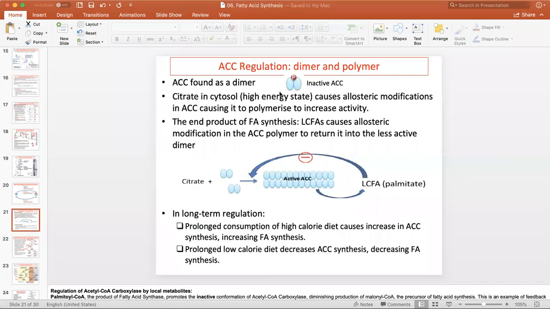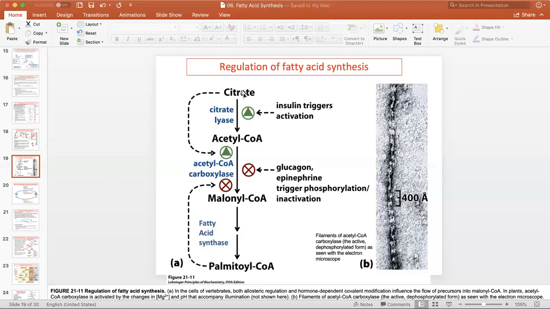We discussed this part. We said the ACC is found as a dimer and when it is phosphorylated, it is inactive. Citrate in the cytosol causes allosteric modifications in ACC, causing it to polymerize to increase the activity. This is an example of feed-forward activation. I think it was mentioned here. So citrate can activate the acetyl-CoA carboxylase. So this is an example of feed-forward, that means the precursors will activate the downstream enzymes so that it runs even faster so that we make more of the product.